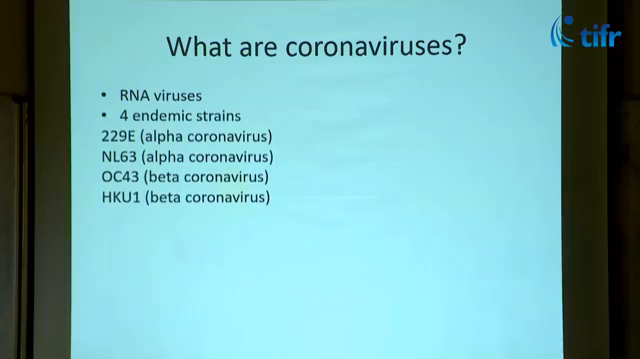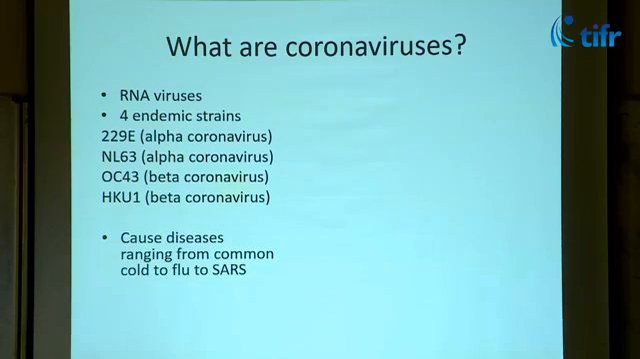If anybody here has had a cold previously, it could have been one of these coronaviruses, 229E alpha and OC43 beta, because these are the most common forms of coronavirus, which cause common cold and flu. So it can cause diseases from the common cold to something very dangerous like SARS.